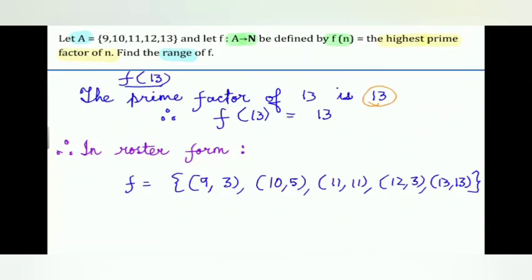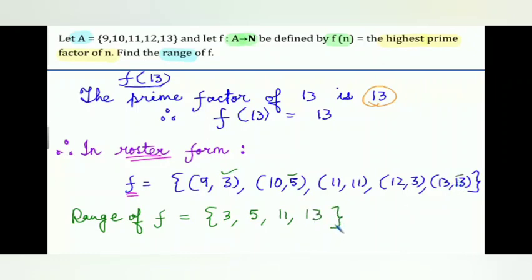Now the range of f. Now your function becomes (9, 3), (10, 5), (11, 11), (12, 3) and (13, 13). So range is all your second elements. So range of f is equal to {3, 5, 11, 13}. 3 is repeated 2 times, so we exclude it. So {3, 5, 11, 13} is your range.